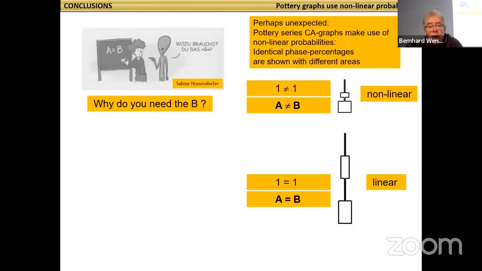Pottery series graphs make use of non-linear probabilities. Identical phase percentages are shown with different areas in the projection. You can see here, for example, at the bottom right, the two areas have a certain relationship to each other. The relationship is different here. So it's not linear. If we look at these pictures, our eye is being distorted. Mathematically, it's exactly the same question.